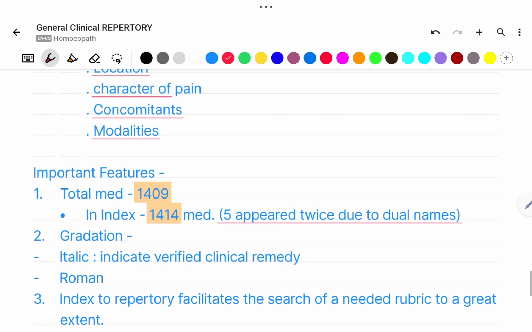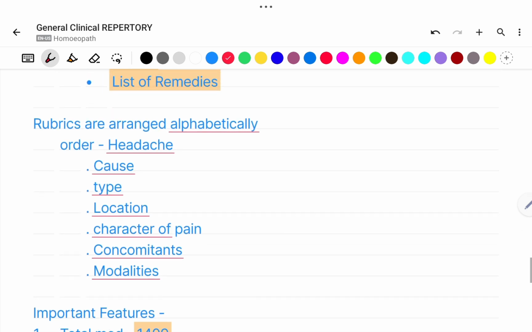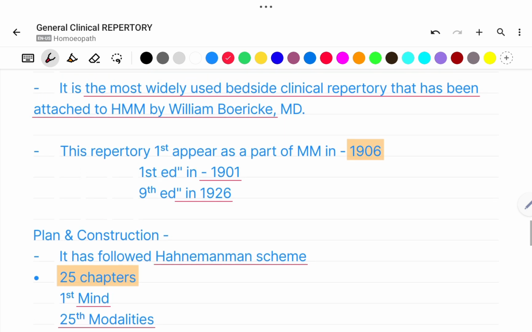Gradations: it has two types of gradation. First is italic, second is Roman. Italics indicate verified clinical remedies. The index to repertory facilitates the search for the needed rubric to a great extent. So these were the important points of the clinical repertory.